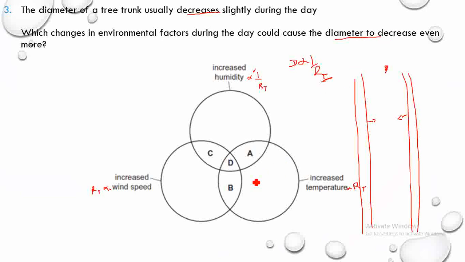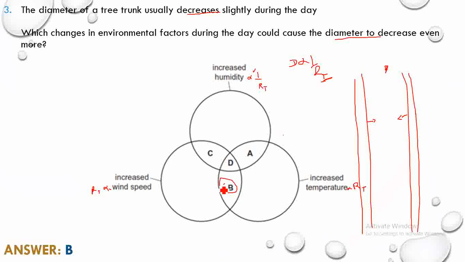The ones that can cause an increase in the rate of transpiration are wind speed and temperature. Increased wind speed causes an increase in the rate of transpiration. Increased temperature causes an increase in the rate of transpiration. If you increase humidity, the rate of transpiration will decrease because there's an inverse relationship. So it's only increase here and increase here that can cause an increase in the rate of transpiration, which decreases the diameter of the trunk of trees. So this is our answer, guys.